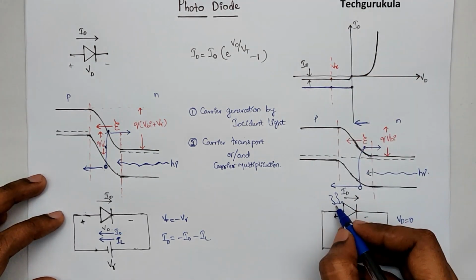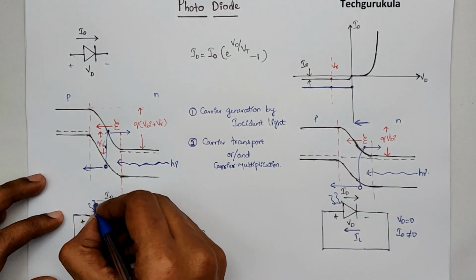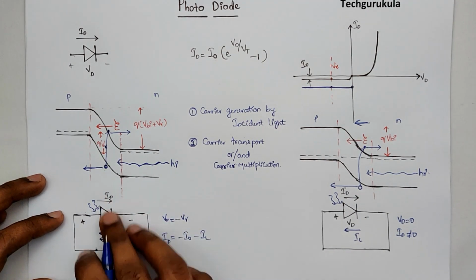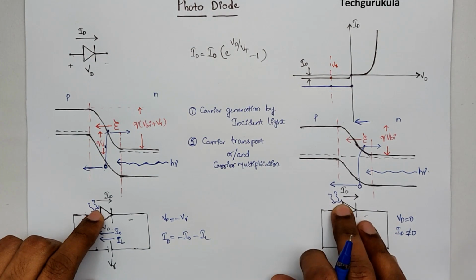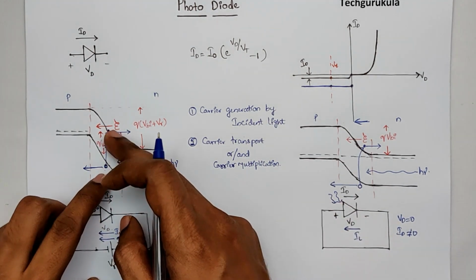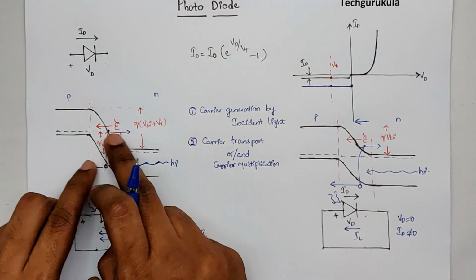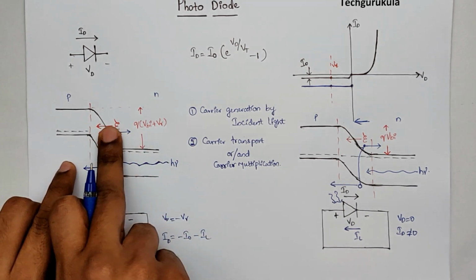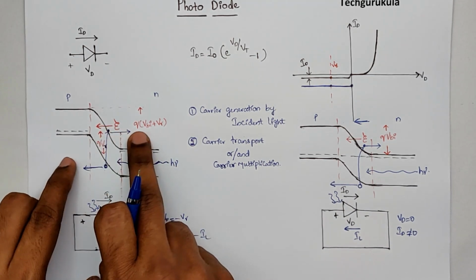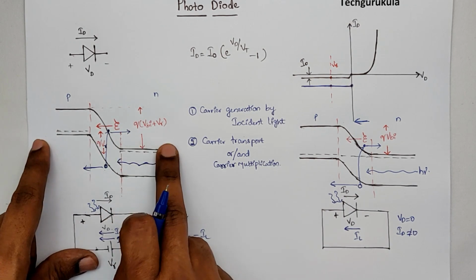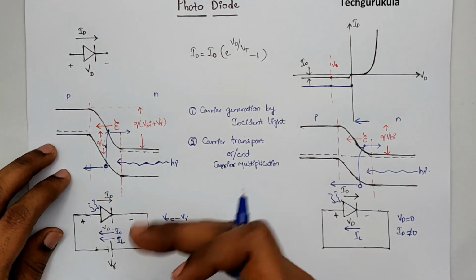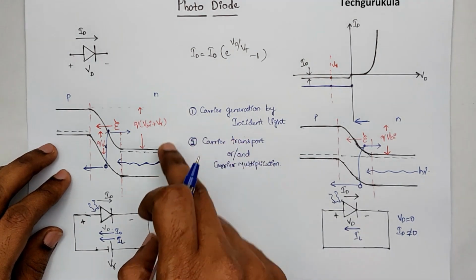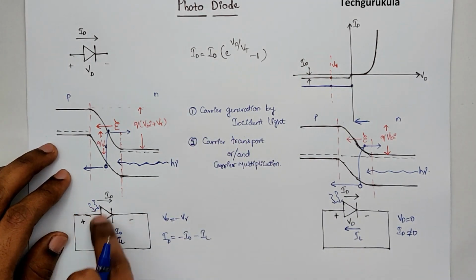But because of the incident light, let me show that also here, that this is not a diode with no incident light. Here we have light incident, due to which there are electron hole pairs created in the depletion region, which are separated due to the electric field in the depletion region. As they are separated, when they reach the terminals, they will be collected outside. Hence, you would see a current flow which is extra compared to a diode which is not exposed to light.